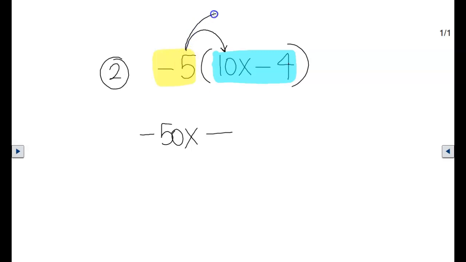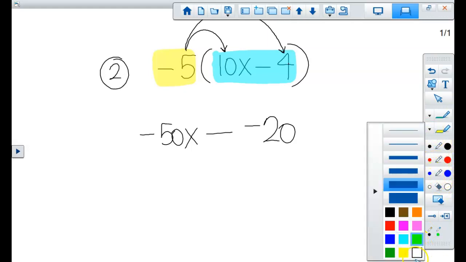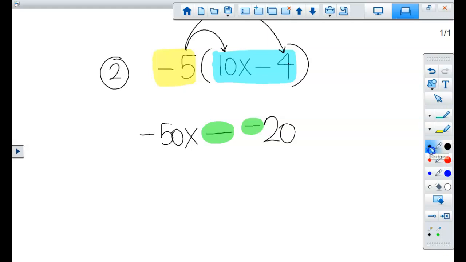Now we'll multiply negative 5 times the second member of our group. So we're doing, notice, a negative 5 times 4. Negative 5 times 4 is a negative 20. So after all is said and done, we end up with the answer negative 50x minus a negative 20. Now again here, I want to emphasize to you that I don't like this minus a negative business. I don't like those two signs there together. So we are going to fix it.